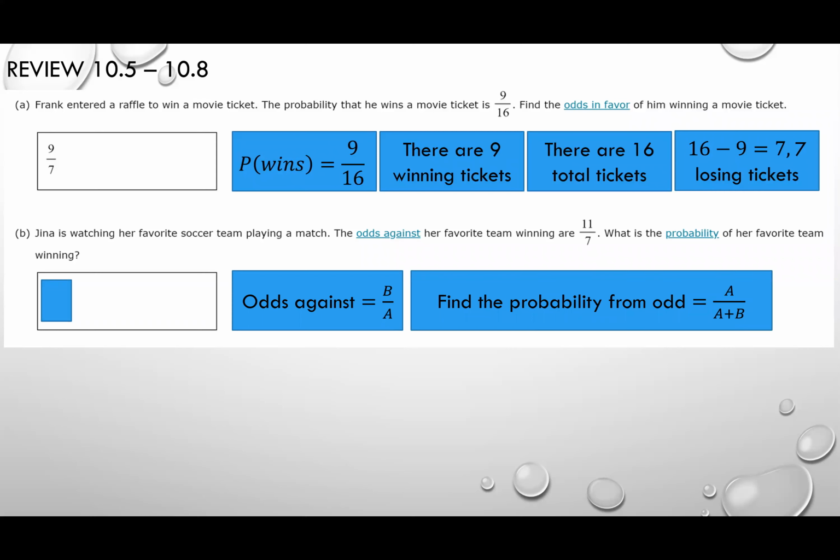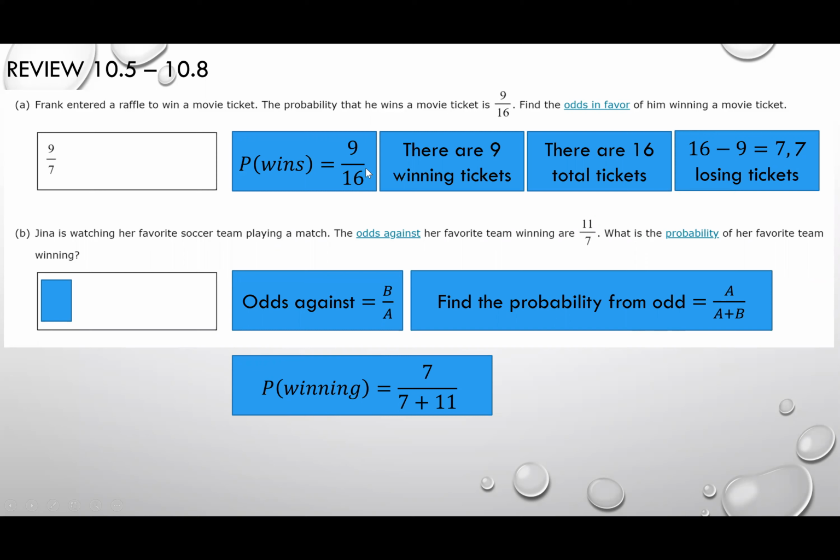So if they give you the odd and they ask you to find the probability, all you do is A over A plus B. And again, the odd against is B over A. So what is my B? My B is 11, my A is 7. So to find the probability, all I need to do is put 7 over the addition of the 2.